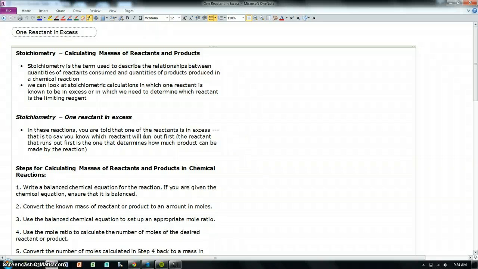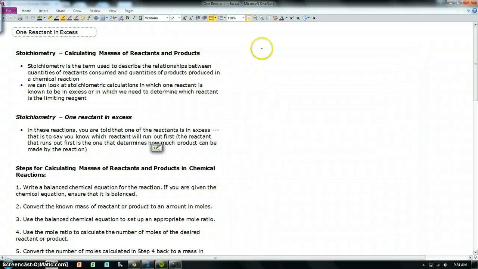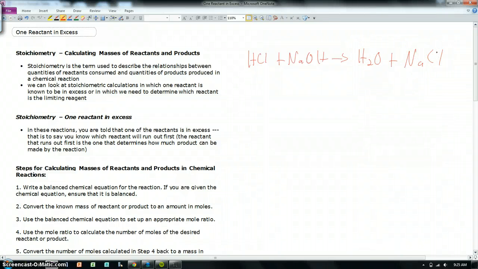So stoichiometry is basically just the study of predicting or even knowing the amount of product that should be produced in a reaction, given that we know the amounts of the reactants, so the two things that are reacting in a chemical reaction. Okay? So you can think of a chemical reaction, something like HCl plus NaOH producing H2O and NaCl. Okay, a simple neutralization reaction.